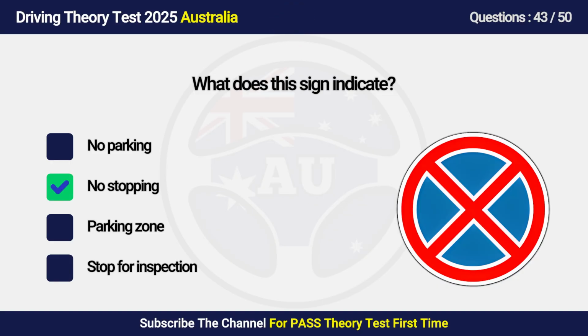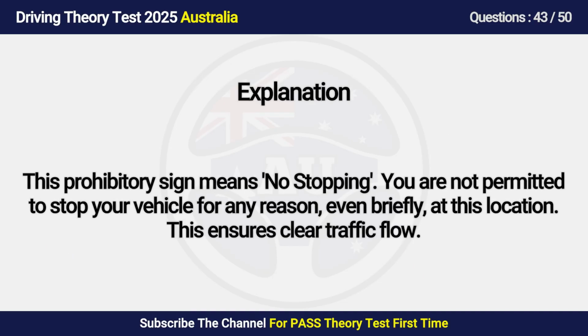Answer is B. No stopping. This prohibitory sign means no stopping. You are not permitted to stop your vehicle for any reason, even briefly, at this location. This ensures clear traffic flow.